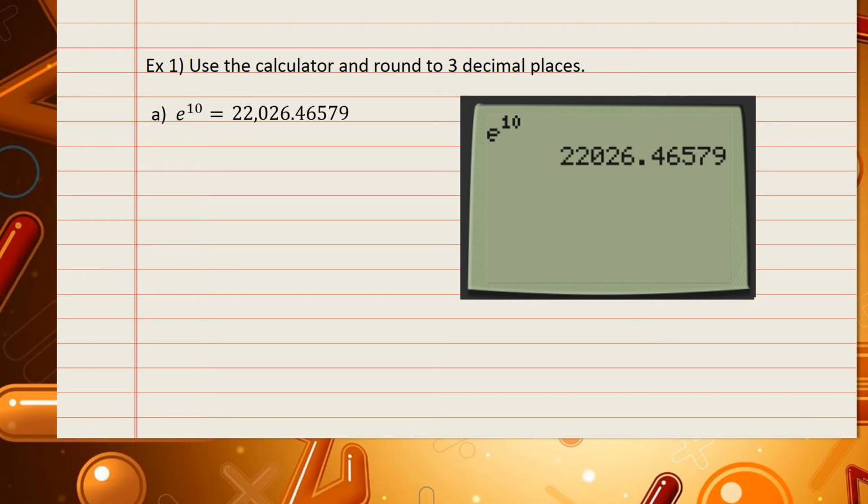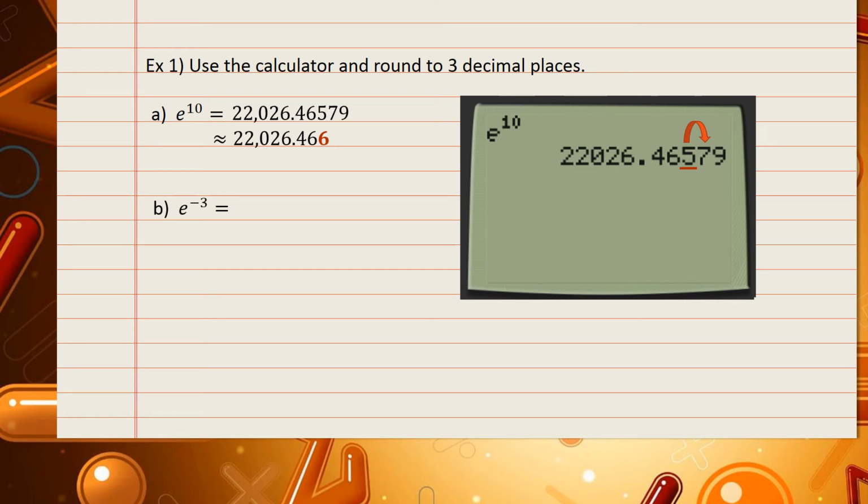22,026.46579. Now, according to the directions, we must round to 3 decimal places. Find the decimal, look to the right, and we find the third value. However, we must look to the right of that value to determine if we round up or stay the same. Because the value is larger than 5, we will round up. And so our value is 22,026.466.